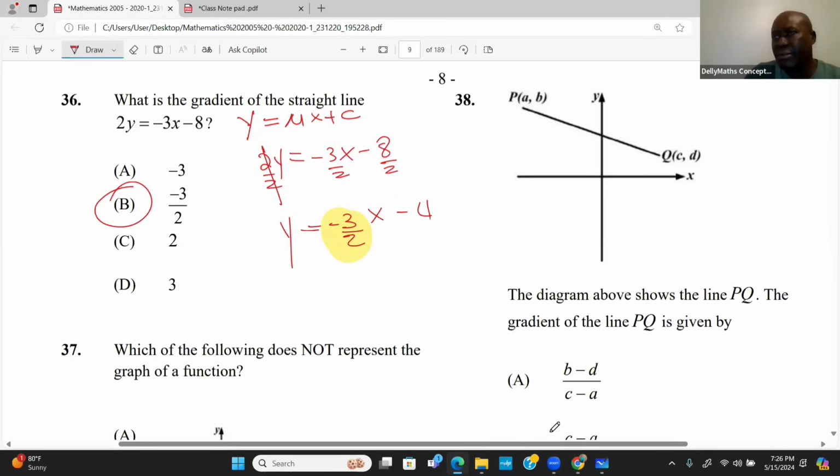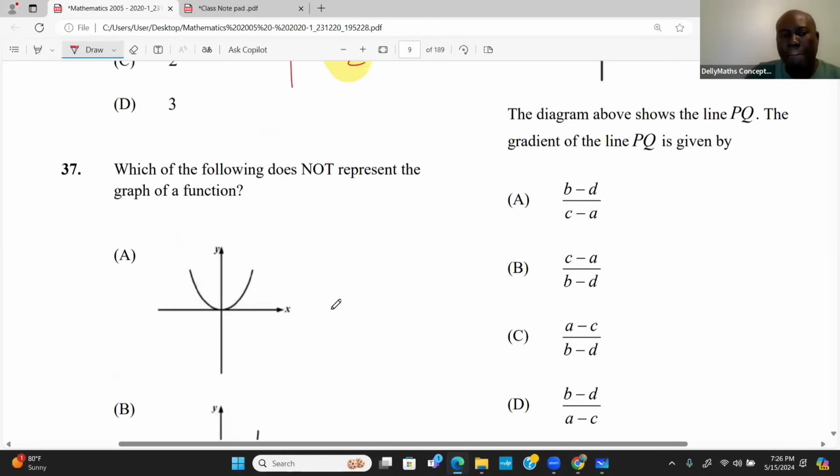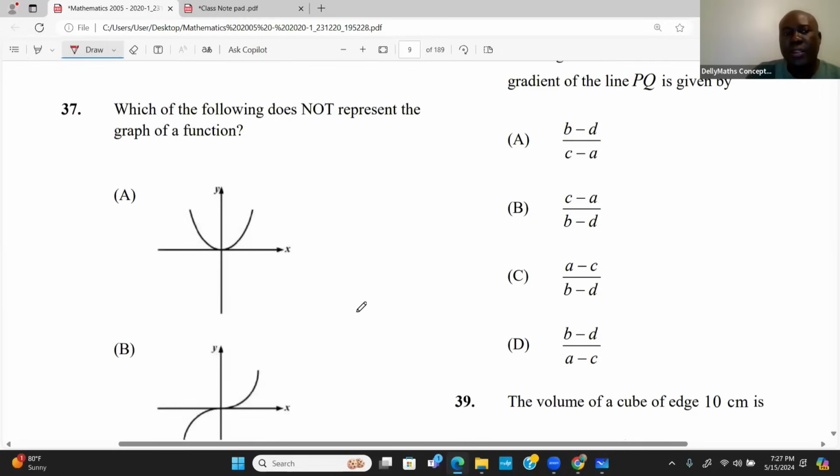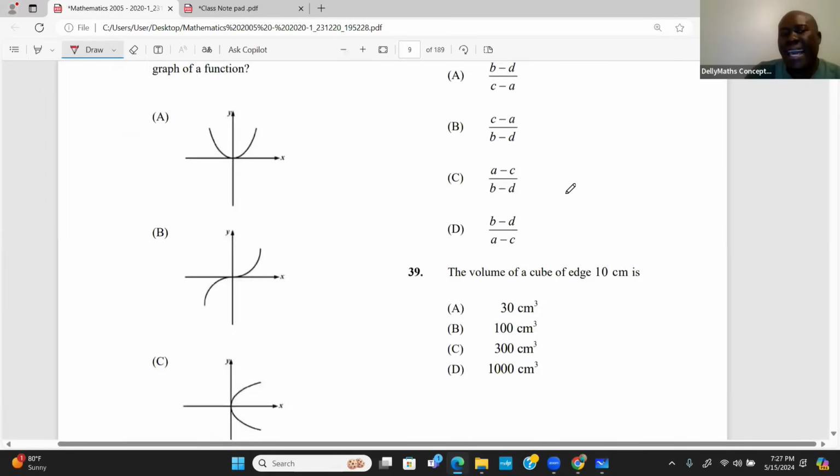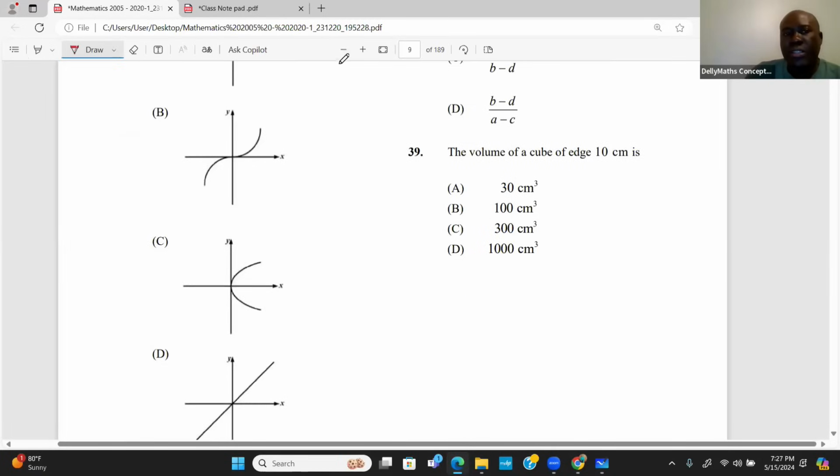As you can see, it's not bad. Which of the following does not represent the graph of a function? If you're going to do the graph of a function, it must pass the vertical line test. So they like to give this question.